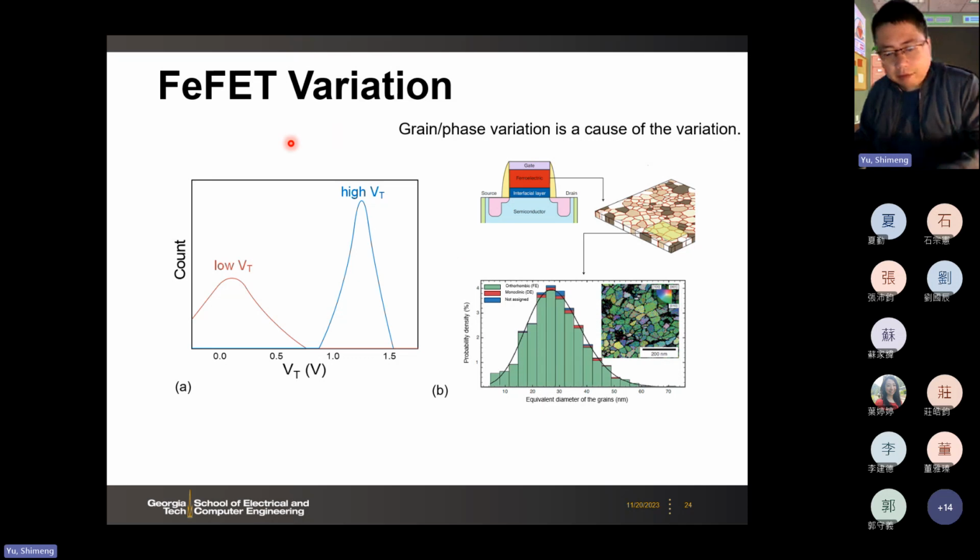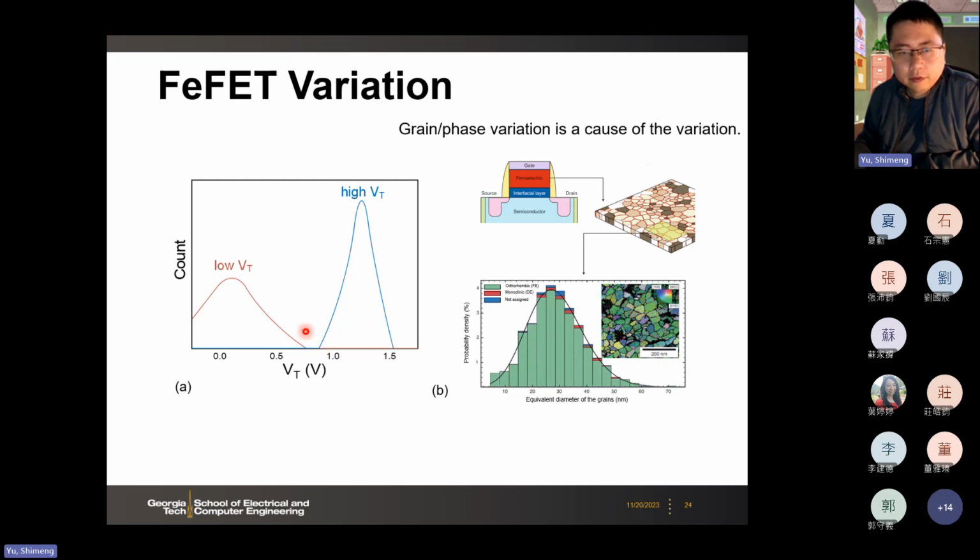And another challenge is the variation. So here if you measure the wafer, then you get many devices. Then you plot the distribution of the low VTH state and high VTH state. Then you will have a wide distribution, and you may have an overlap. Then this will cause errors if the low VT crosses over with the high VT.